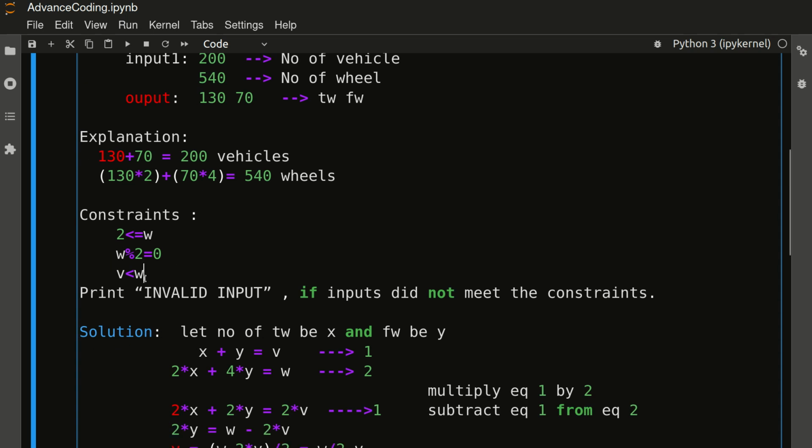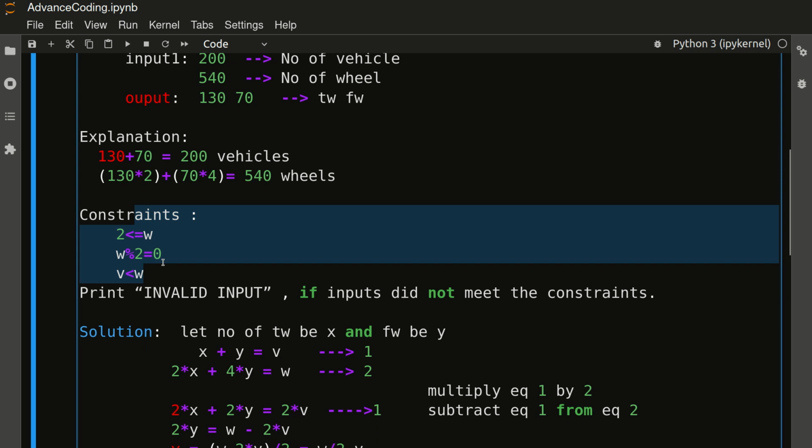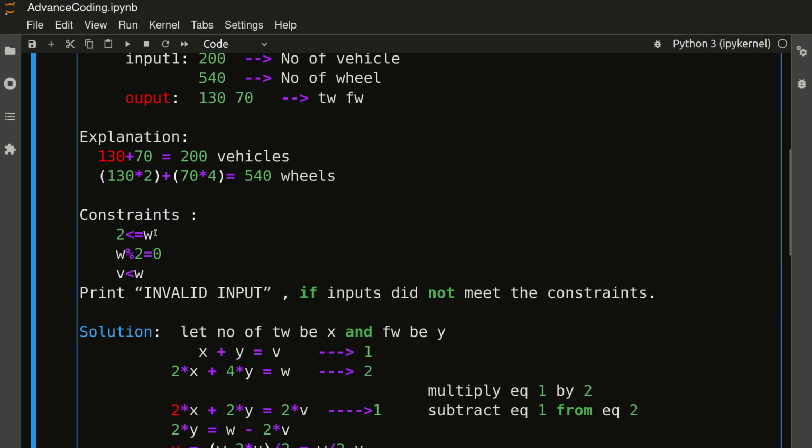But before that, there are some constraints. The constraint is that the number of wheels should be greater than or equal to 2, and the number of wheels should be even, so wheels modulus 2 equals 0. It means the number of wheels should be even and wheels should be greater than vehicles. Now these are the constraints, and it is saying that print invalid input if inputs do not meet the constraints. It means if there is anything wrong, then print invalid input.